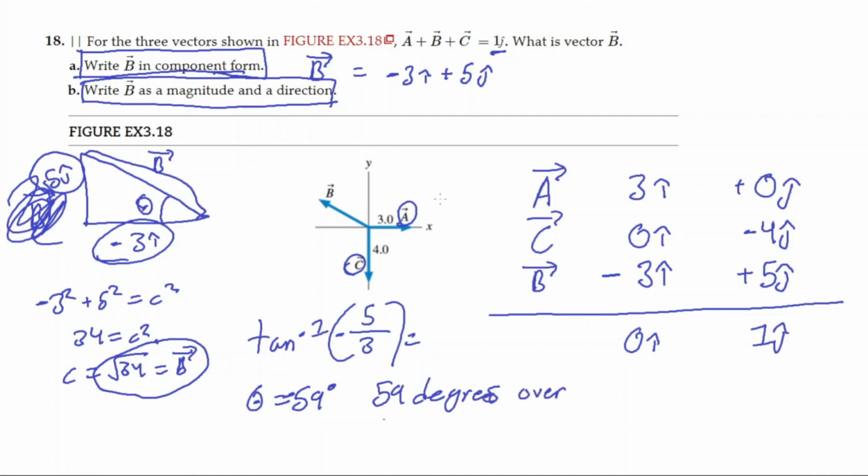over the negative x-axis. And over meaning that the y value is positive, and then negative x-axis meaning that the x value is negative, which makes sense with what we got in our component form.